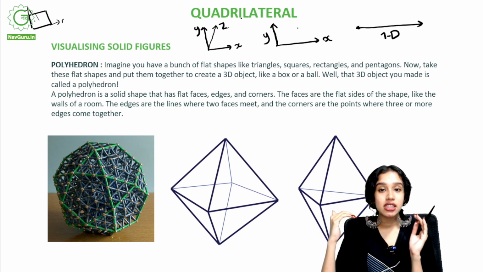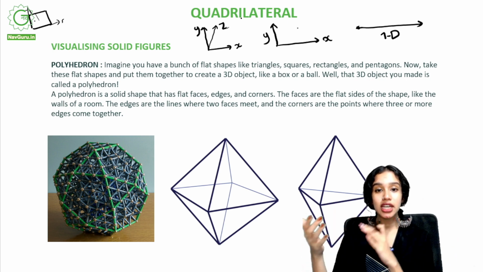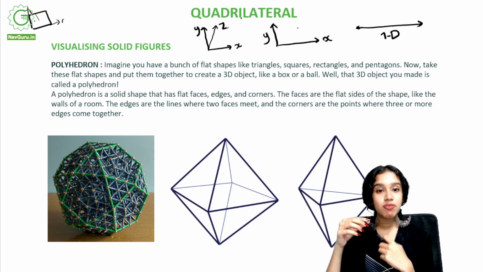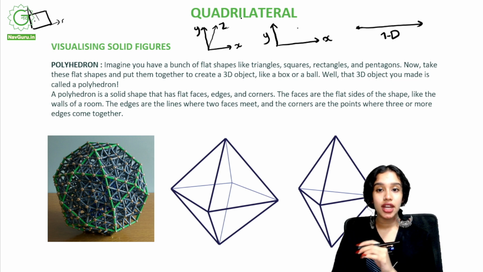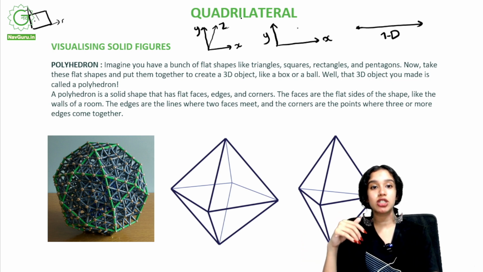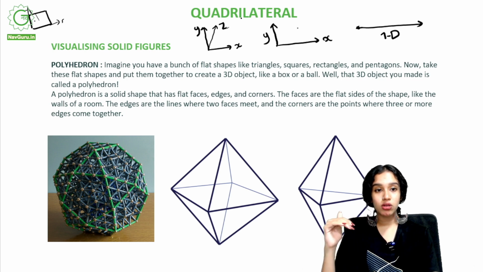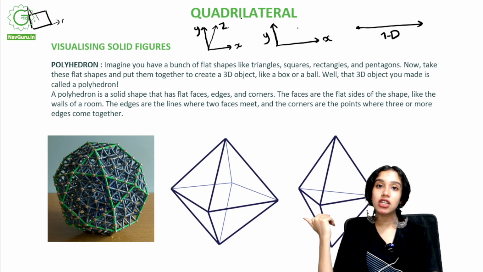Now let's visualize some of the solid figures. Now polyhedron. Imagine you have a bunch of flat shapes like triangles, squares, rectangles and pentagons. Now take these flat shapes and put them together to create a 3-dimensional object like a box or a ball. Well, that 3-dimensional object you make is called a polyhedron.